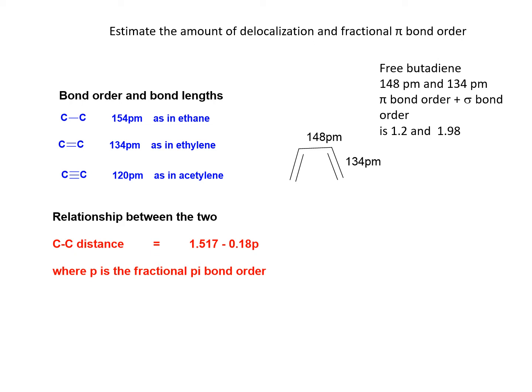If you take free butadiene, what you notice is that the bond distance between the first two carbons, C1 and C2, is 134 picometers. And this is very close to the bond distance that is observed in ethylene. On the other hand, if I go to the C2, C3 distance, the distance is 148 picometers. Clearly, that distance suggests that it is shorter than what is observed in ethane, and at the same time, it is longer than what is observed for ethylene.